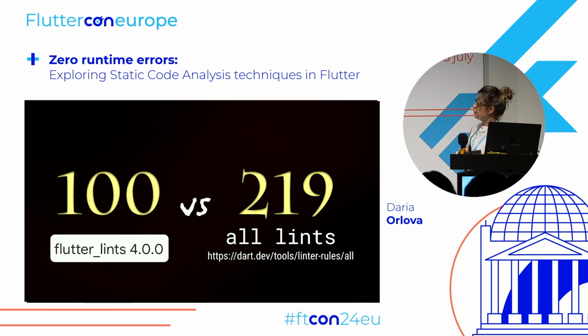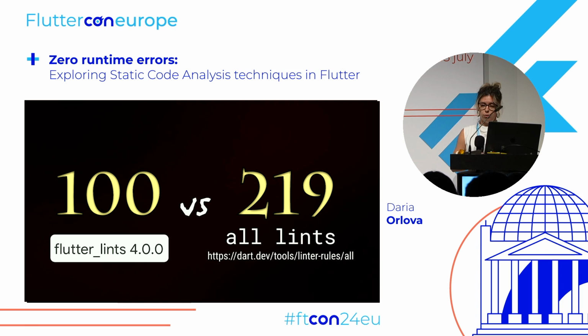The thing is that the Flutter lints library contains only around 100 lints, the Dart recommended core and a couple of Flutter ones. But in Dart, in general, there are 219 lints available, if I calculated them correctly. Sorry if I'm mistaken, but it's an approximate amount. This is because Flutter lints is meant to be more or less universal for all Flutter projects. But obviously, different teams have different requirements, more strict requirements, and it would be great to be able to configure the lints.